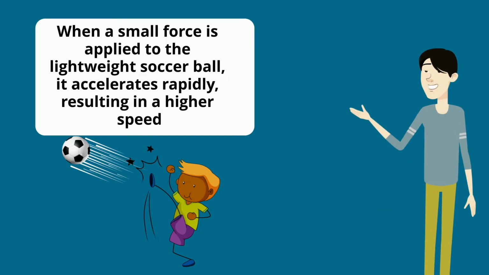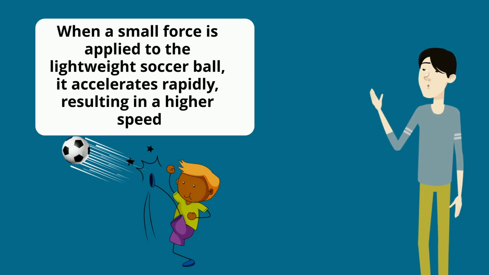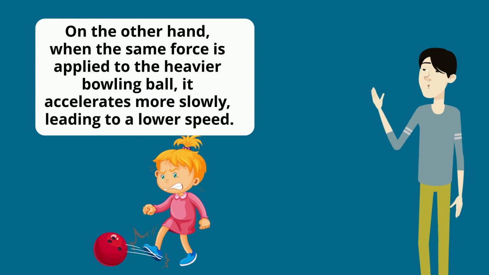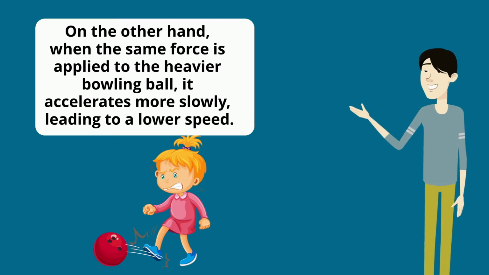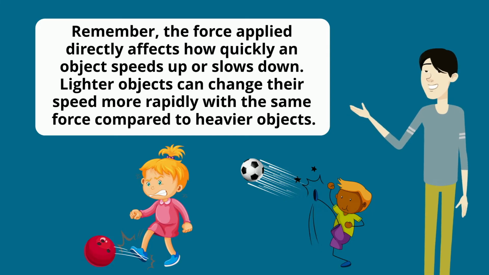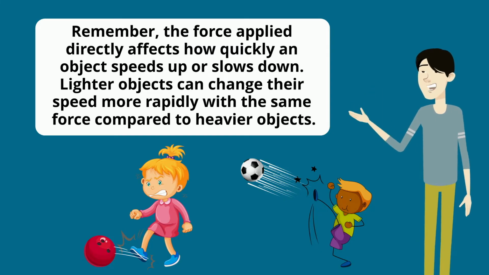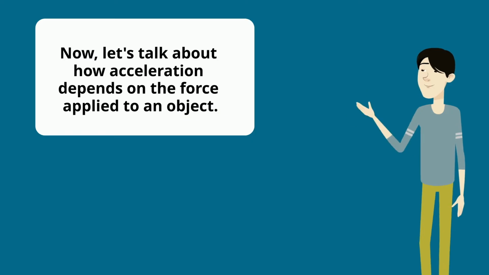When a small force is applied to the lightweight soccer ball, it accelerates rapidly, resulting in a higher speed. On the other hand, when the same force is applied to the heavier bowling ball, it accelerates more slowly, leading to a lower speed. Remember, the force applied directly affects how quickly an object speeds up or slows down. Lighter objects can change their speed more rapidly with the same force compared to heavier objects.